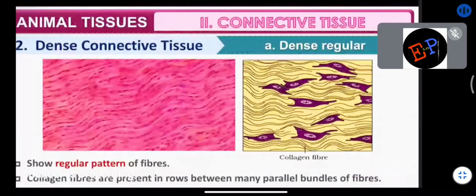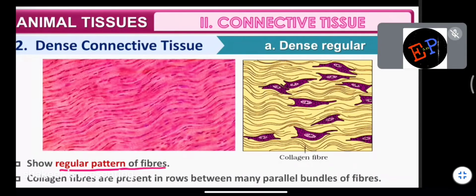So in dense connective tissue, we are studying dense regular tissue. What is meant by dense regular? They show a regular pattern of fibers. Collagen fibers are present in rows between many parallel bundles of fibers. Are you able to understand? Fibers means the cells of which dense regular tissue is made up.